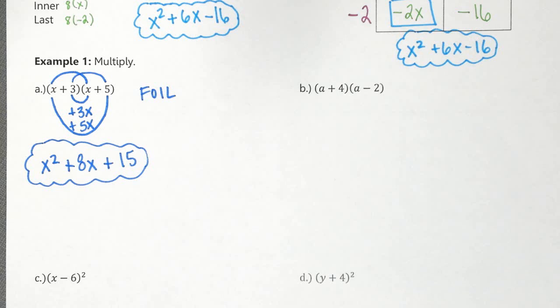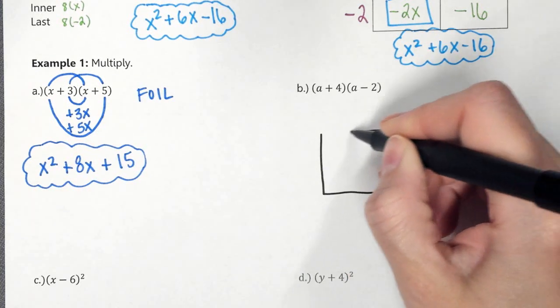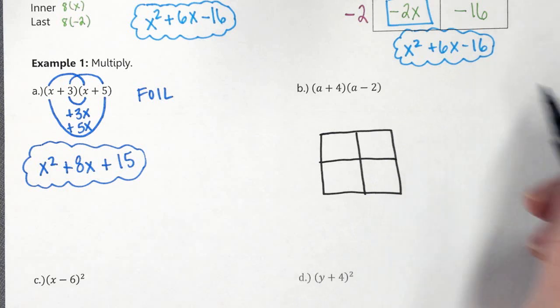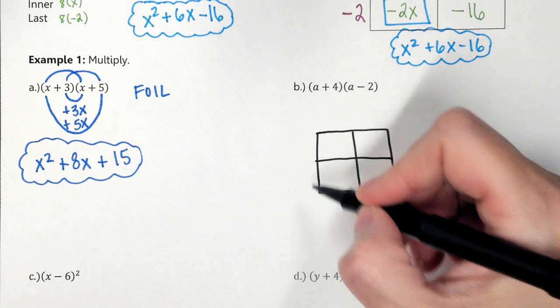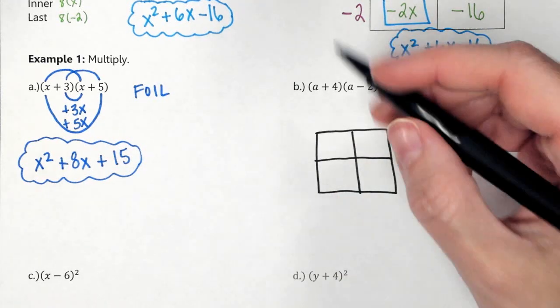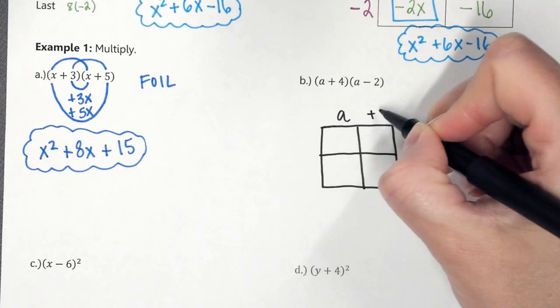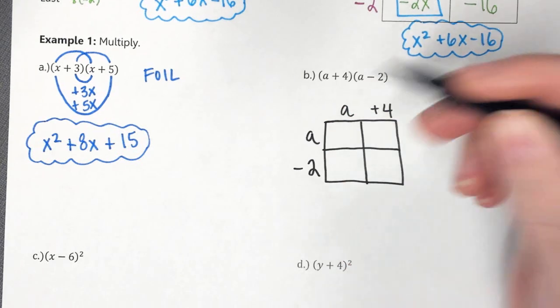Okay, for B, we're going to use the box method. And then when you guys are doing this on your own, I'll let you pick which one you like better. Okay? We're just going to do a couple of each so we can test out to see which one works for each of us. Now, it doesn't matter which one you put on the top and which one you put on the side. That's the nice thing. I just usually put the first one on the top, so I have a and a positive 4, and then I have a and a negative 2.